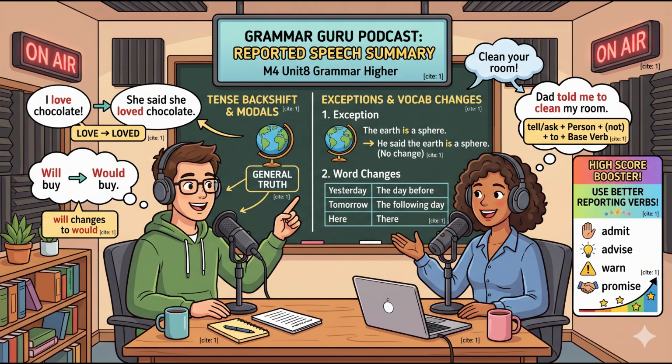Which, by the way, leads to a massive strategy tip for acing those writing rubrics. If you want to impress the examiner, you have to ditch the basic verb "said." Oh, yeah, absolutely. Upgrading to specific reporting verbs like admit, advise, warn, or promise shows you understand the exact intent behind the original quote. It guarantees top marks. It really does. So to sum up the pillars here, you pull the verb back in time, shift the pronouns and places, and pick a specific reporting verb for actions.